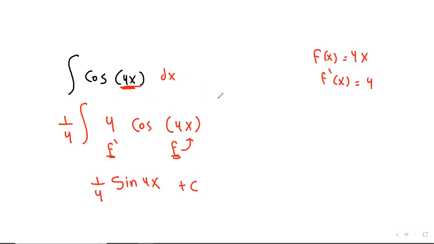And we can do it quickly and directly. The integration of cosine 4x will be sine 4x divided by the coefficient of x, so 1 over 4 sine 4x plus c. That's it.